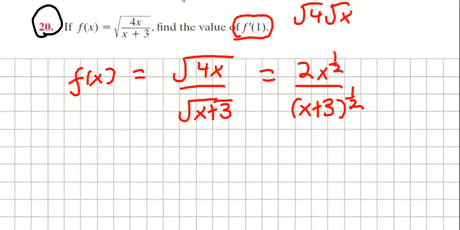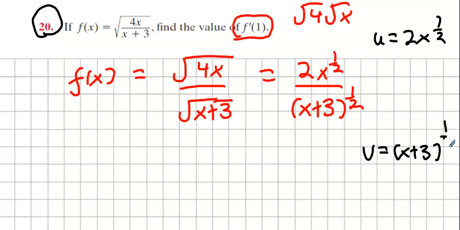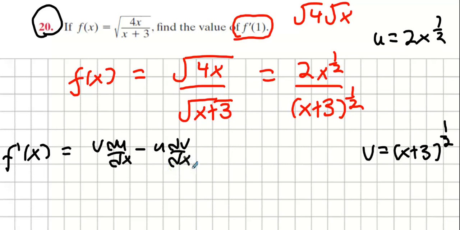You guys now, I'll give you 5 minutes. Quotient rule that, please. So U is 2x to the power of a half. V is x plus 3 to the power of a half. And you're going to do the quotient rule. I'll blast this now.